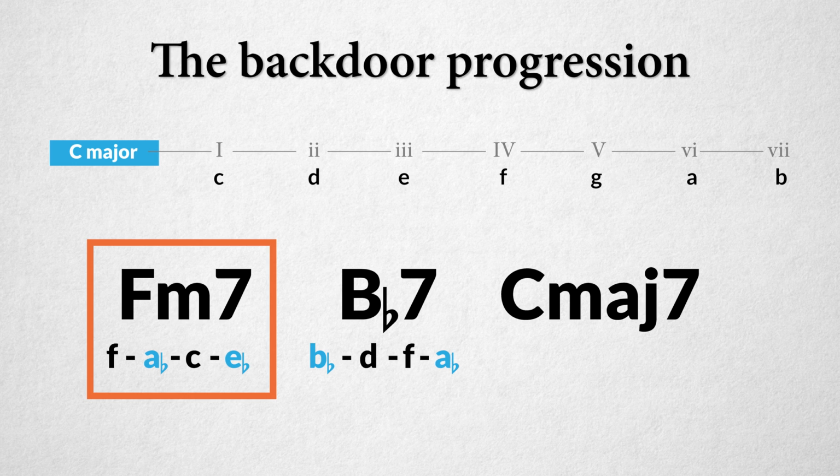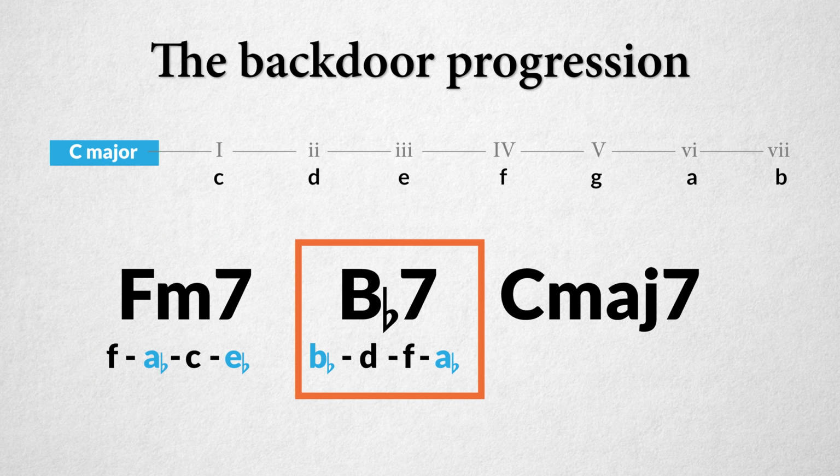Now, besides all this, the backdoor progression is a non-diatonic progression, just like the tritone substitution, if you're familiar with that. Anyway, this means that the progression has notes outside the key you are playing in, and for that it sounds different and surprising. Now, in our example, the notes A flat and E flat in the F minor 7 chord and the notes B flat and A flat in the B flat dominant 7 chord are outside the key of C major. Now, later we will see that precisely these notes make this backdoor progression work.